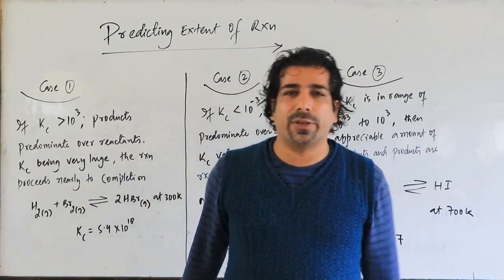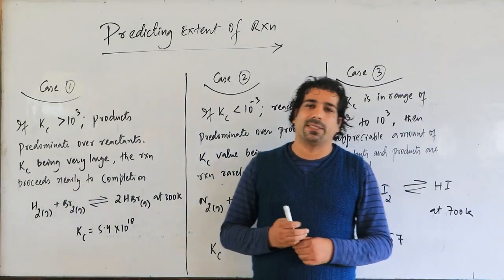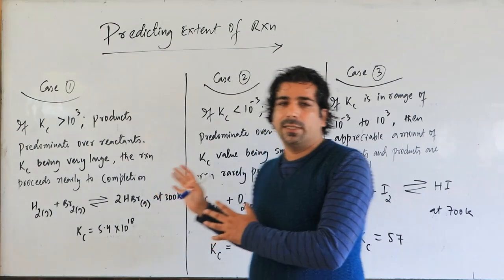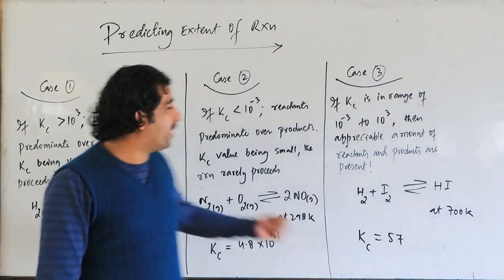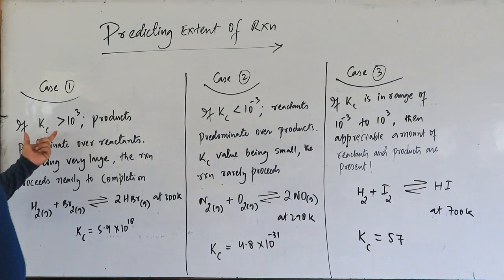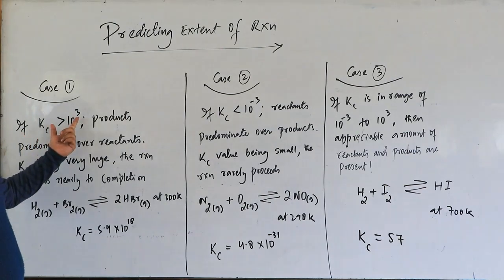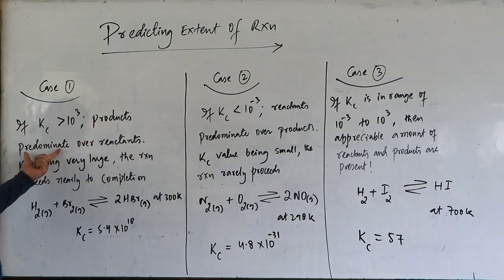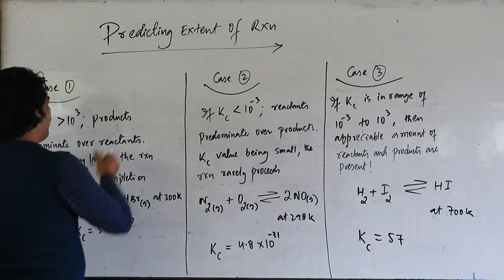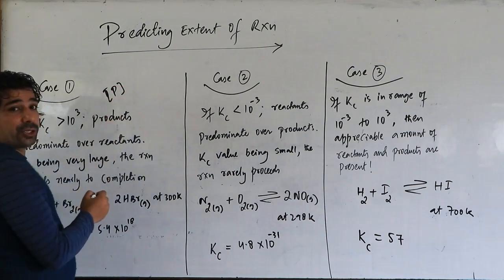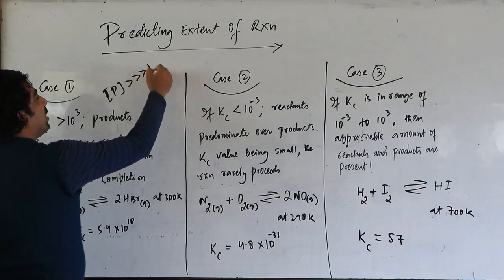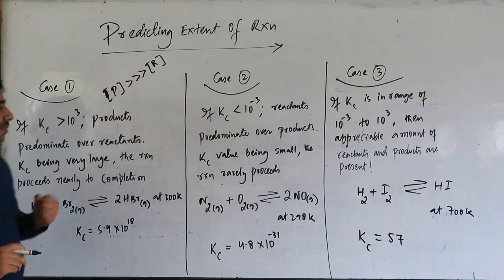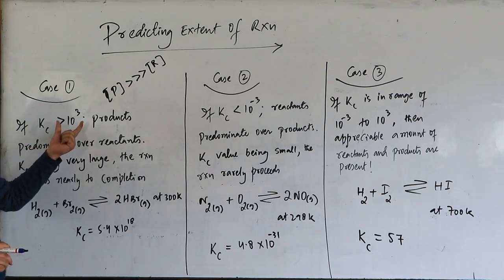Dear students, let's look into the first application of the equilibrium constant, which is predicting the extent of reaction. Let us start with case number 1. If the Kc value, which is the equilibrium constant, is greater than 10 raised to the power 3, which is 1000, then products predominate over reactants. The molar concentration of products will be very, very large compared to the molar concentration of reactants. So products are more than reactants when Kc is greater than 10^3.